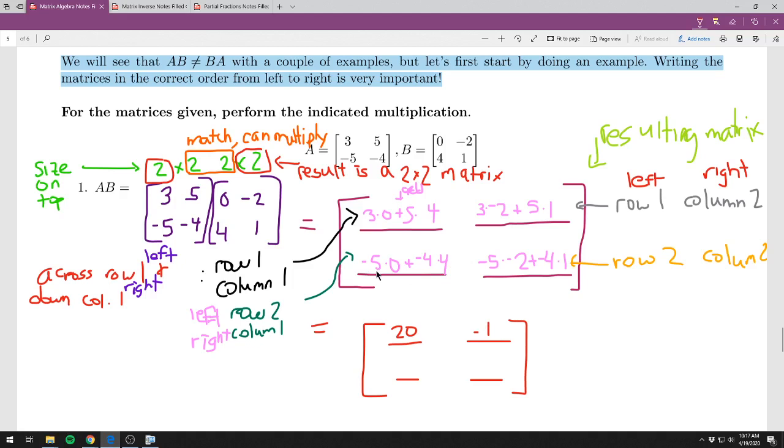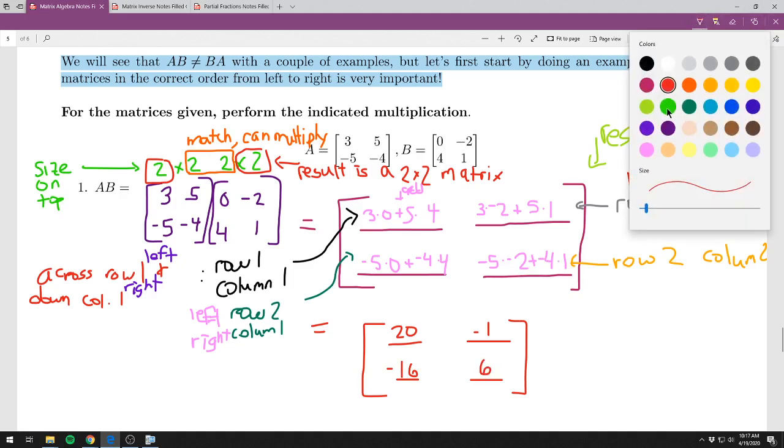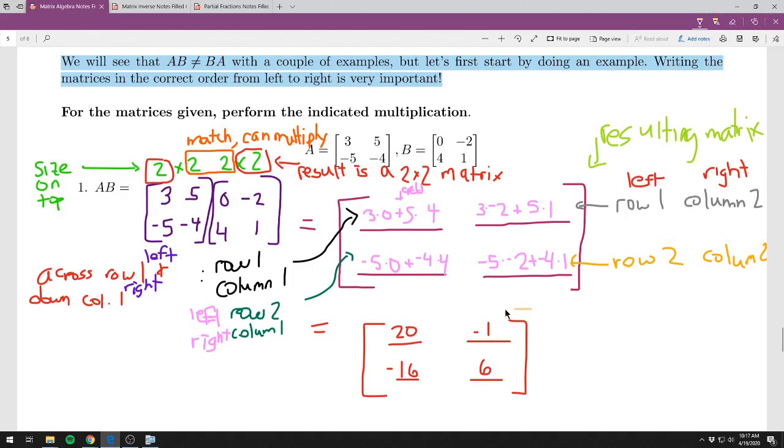Down here, we've got 0 plus -16 is -16. And the last entry here, 10 minus 4 is 6. And this is the matrix A times B.